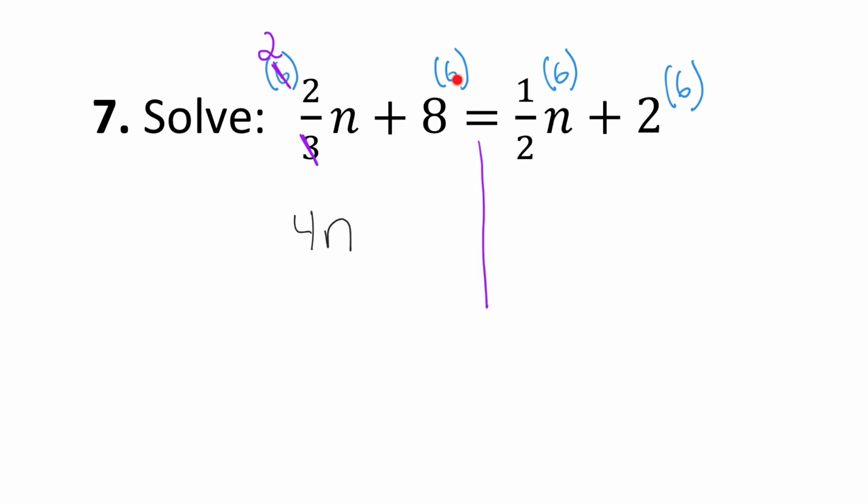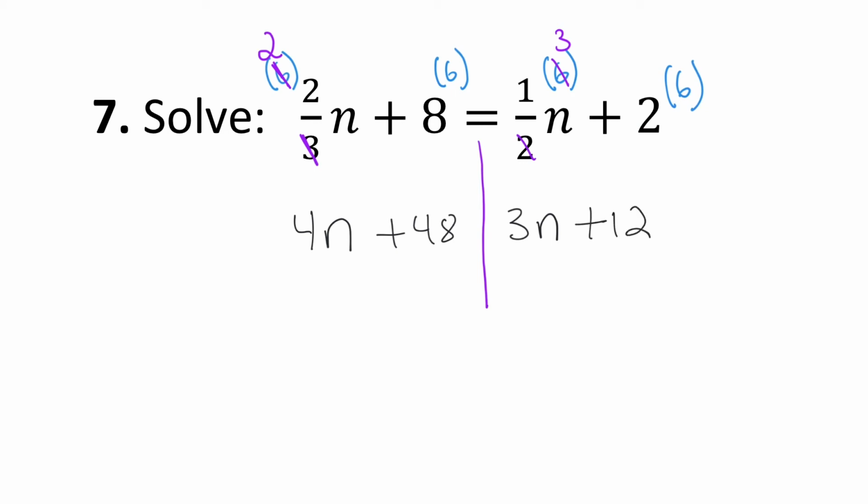The next one, you multiply 8. It is a positive 8 times 6. That's positive 48. And the next one, you guys will need to cross simplify again. The 2 goes into the 6 3 times, and we multiply 3 times 1. That's 3. And you guys keep the n. And the last one, 2 times 6, that's going to be 12.